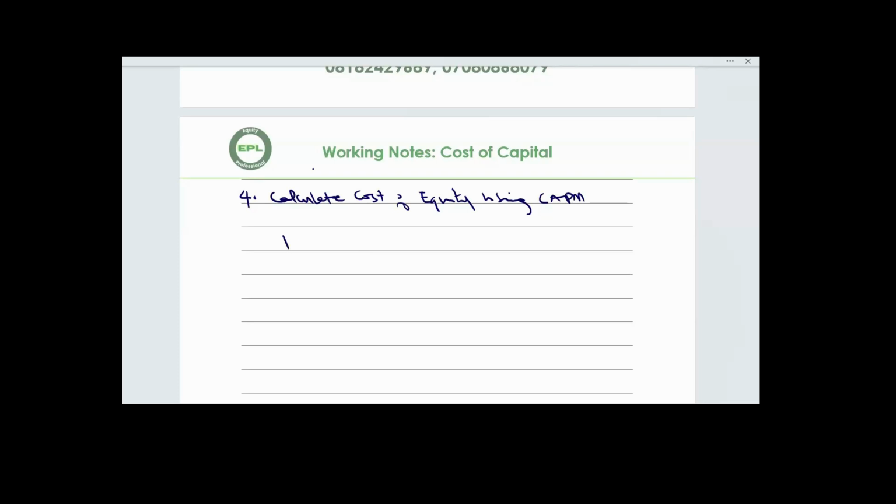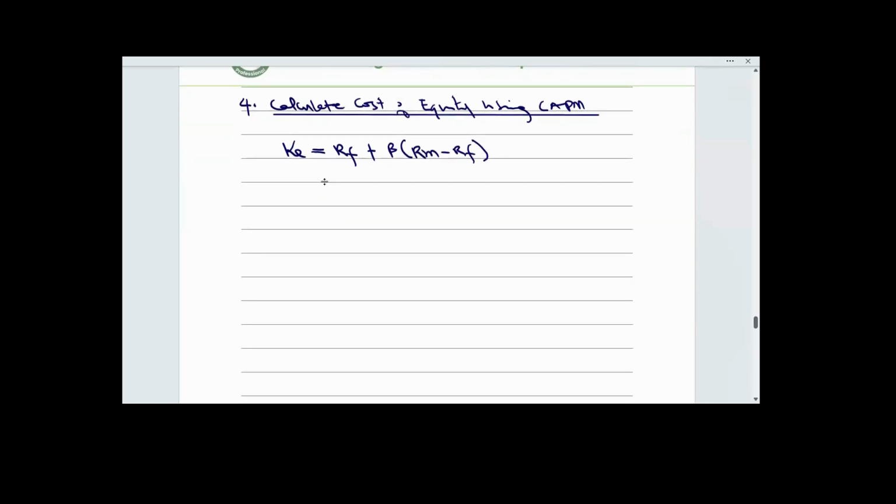For this purpose, CAPM is calculated as risk-free rate of return plus beta times (market return minus risk-free rate of return). So this is the formula for calculating cost of equity using capital asset pricing model. I will explain the variables shortly. Then finally, step 5, estimate WACC.